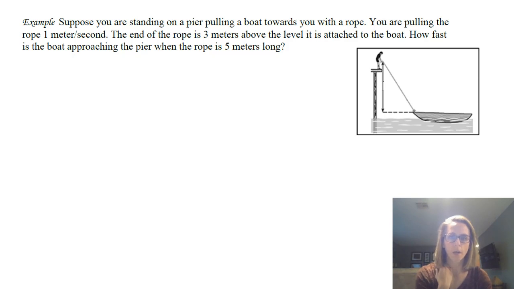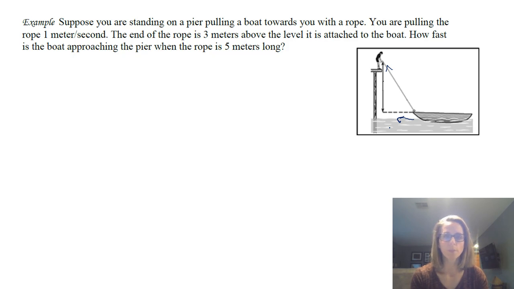So here we are, we're standing on a pier, pulling a boat towards us with a rope. Notice what's happening here. The rope is going this way, it's being pulled, and that also means that the boat is heading this direction. Those are things to think about because it matters in terms of the direction of the rate, when we think about what the sign is going to be for the rates.